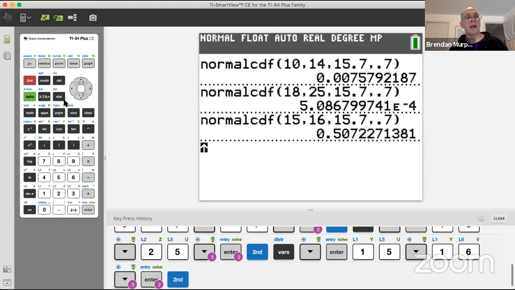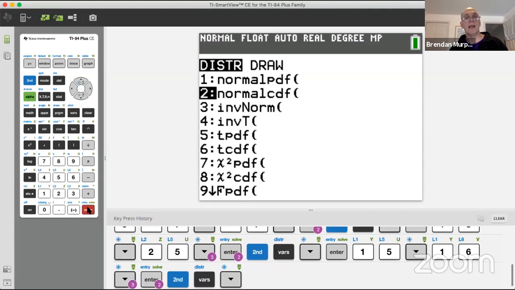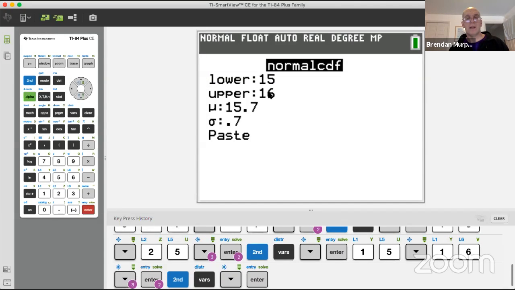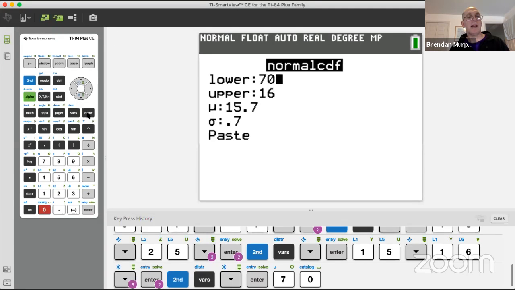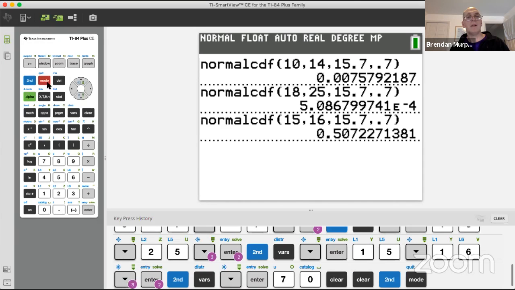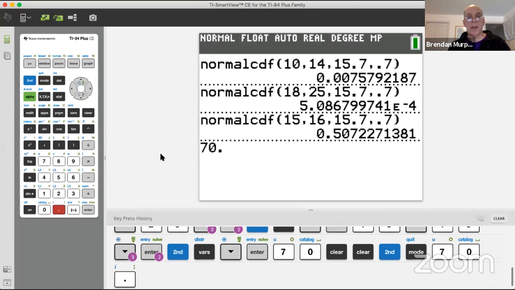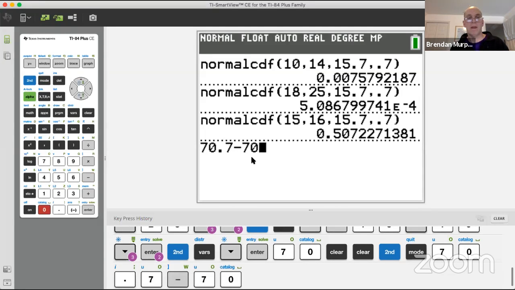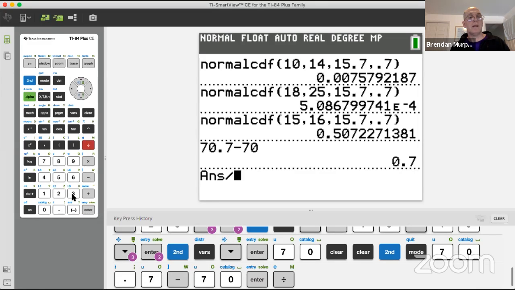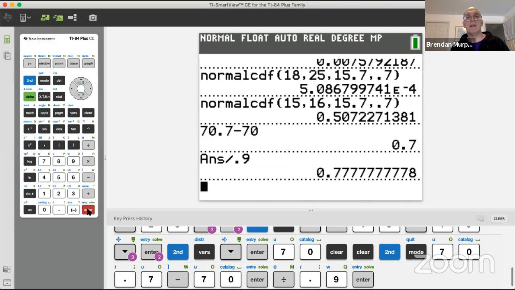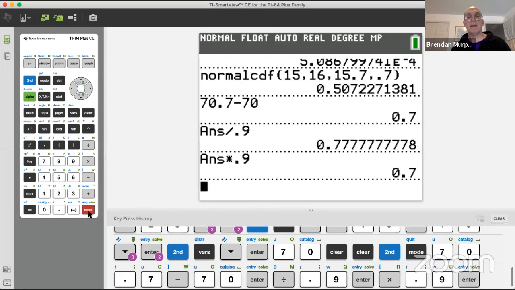So let's do normal CDF. I want to start at 70. No, let me just calculate the z-score here. 70.7 minus 70, well, that's 0.7. That's easy. I want to divide that by my standard deviation of 0.9. So I'm 0.777 standard deviations above the mean. We knew that one standard deviation was 0.9, right? So if I multiply that by 0.9, I get 70. So I'm at the 70th percentile here.